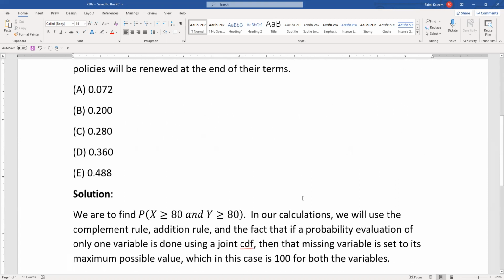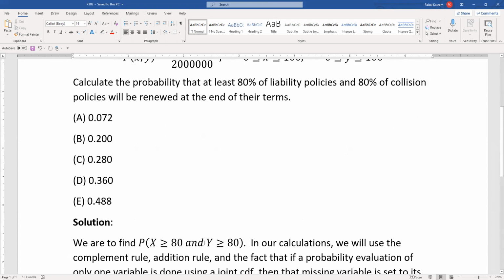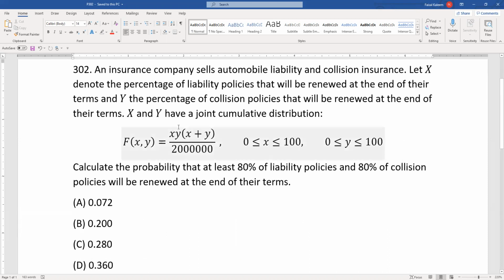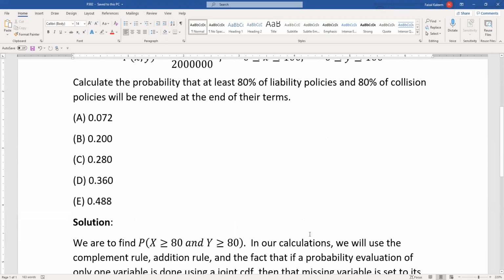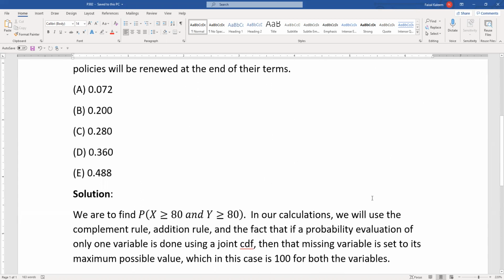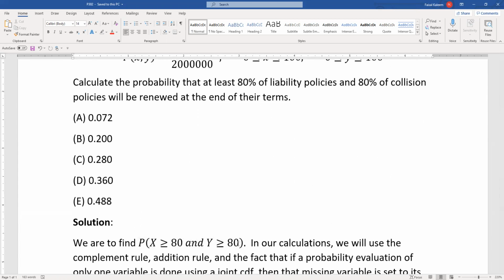So we have to find the probability X is greater than or equal to 80 and Y is greater than or equal to 80, because they say that X is the percentage and Y is the percentage, so we don't have to write the percent anymore. That's included in the formula. So 80% would be written as 80, and X greater than or equal to 80 and Y greater than or equal to 80 is the probability that we need.